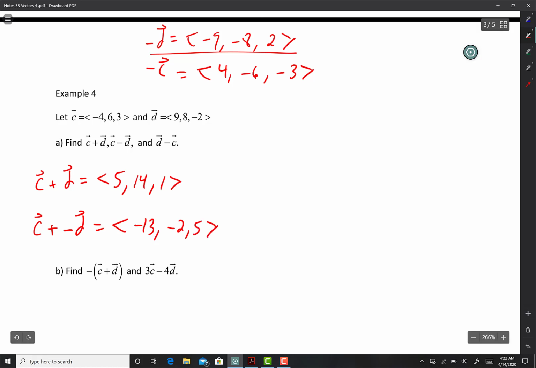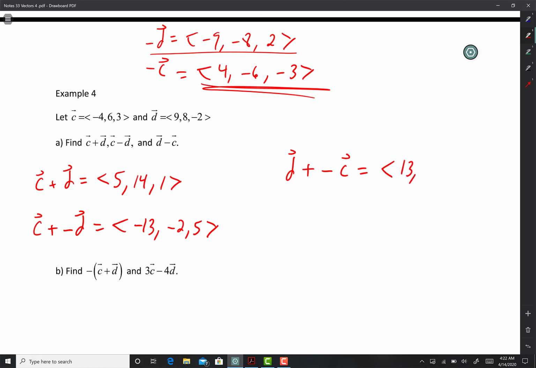So there it is. And now I need to do D minus C. So we're going to go D plus a -C. And -C is down here. So let's see. 9 plus 4, that's 13, comma. And then 8 plus a -6, that's 2. And then -2 plus a -3, that's a -5. And that's it, guys. And it really is that simple. It's not even that bad at all.